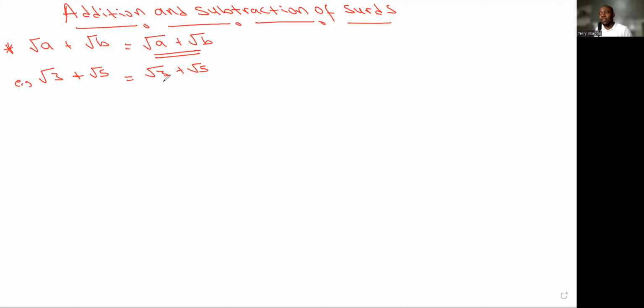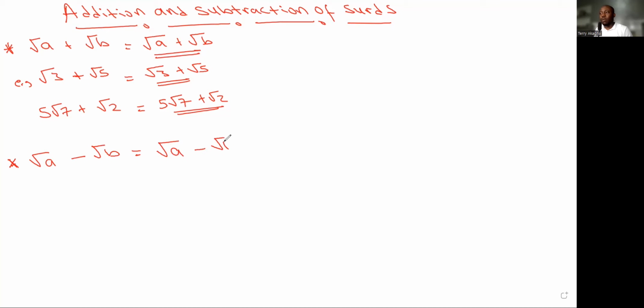So if the surds are different, you don't add anything, you don't do anything. Even though you have 5 root 7 plus root 2, the answer is still 5 root 7 plus root 2. Same thing if you're subtracting: square root of A minus square root of B stays square root of A minus square root of B. Nothing is going to change. It's going to be the same regardless.